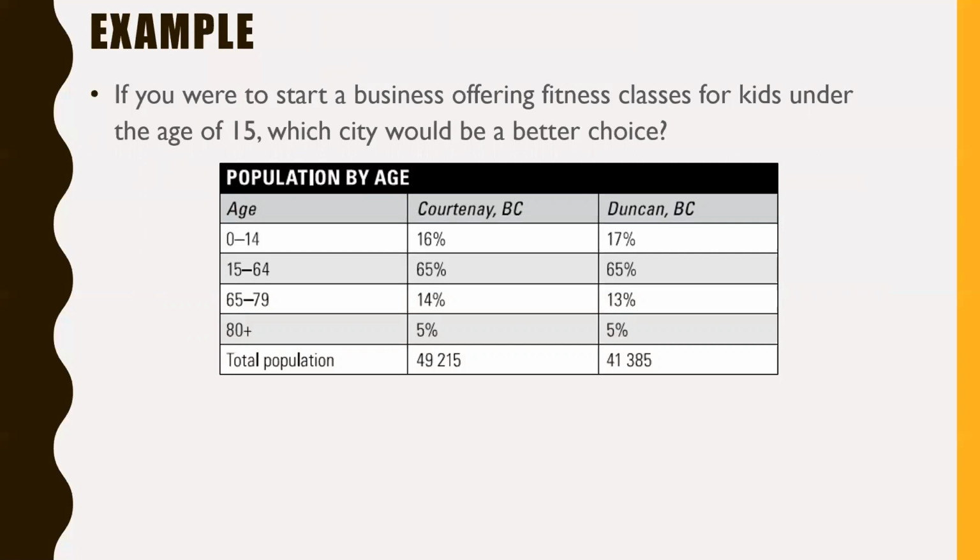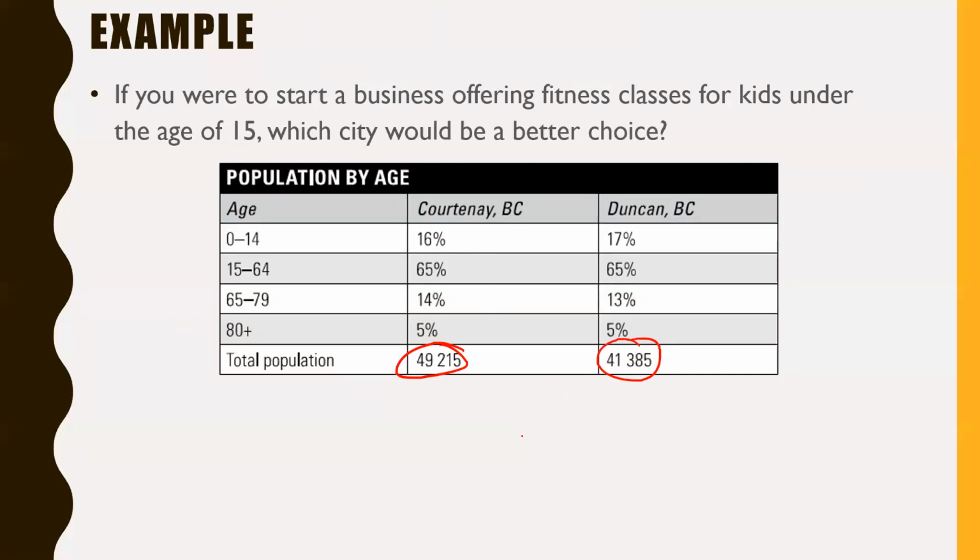What you're going to notice by looking at these percentages is that they're pretty close, right? Like really, they're only off by 1% on this age category and on this age category, so they are pretty close. But the number one thing that these two things are off by is population. Courtenay, BC is considerably, well, maybe considerably is a bit of a stretch, but a fair amount larger than Duncan, BC. So here's how I would go about this, right?